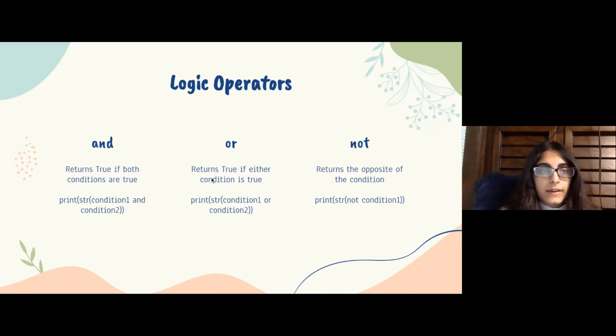If I have a condition that is true and a condition that is false, and I have an or separating them, then if at least one of them is true, it's going to return true. So since condition 1 was true, we're going to return true.